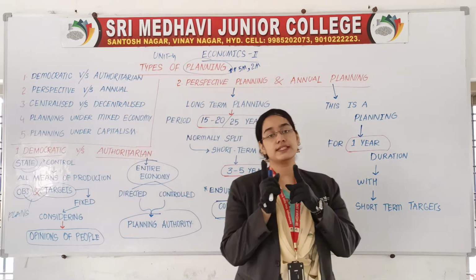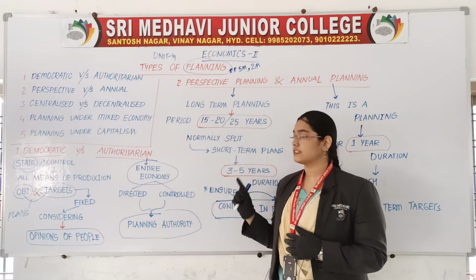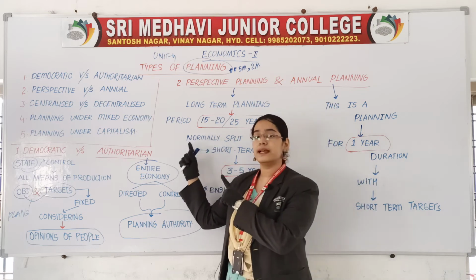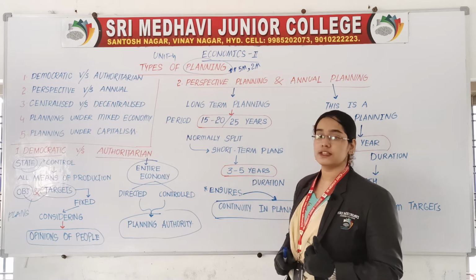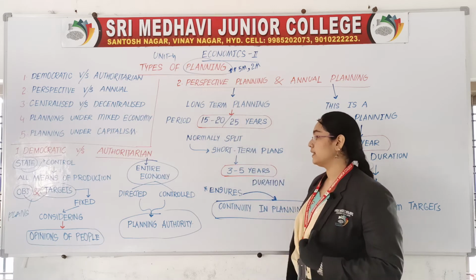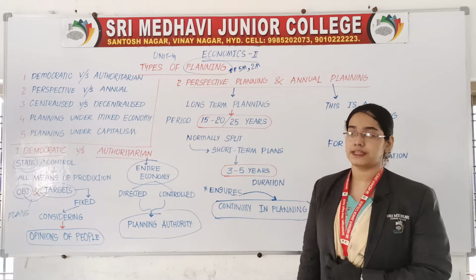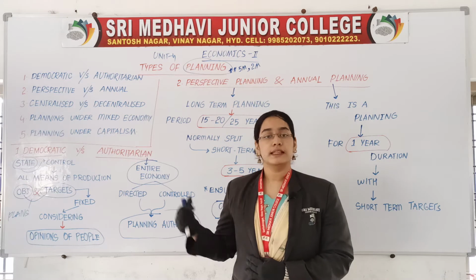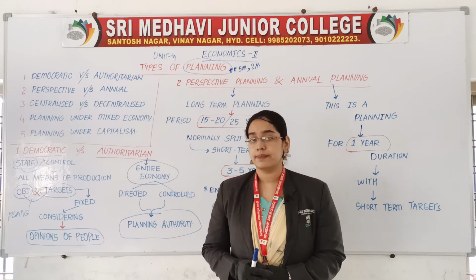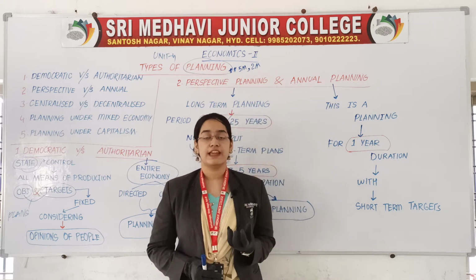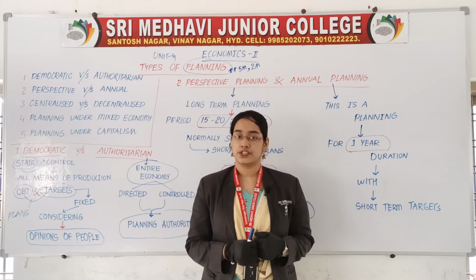Just keep these years in your mind: 15 to 20 and 25. Then next is 3 to 5 years. Long term plans of 15 to 25 years, short term plans of 3 to 5 years. This is nothing but perspective planning. It ensures continuity in planning. That means in continuation the plans will be made without leaving any year. For example, a person will be elected for every 5 years, so till 5 years there must be a continuation.